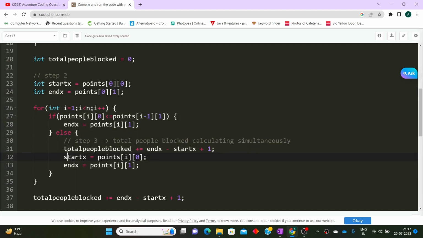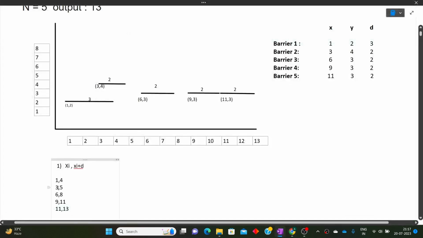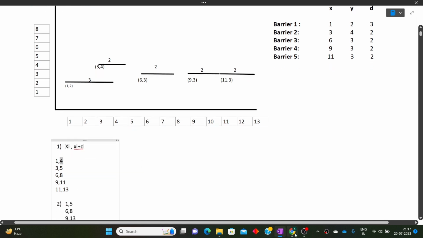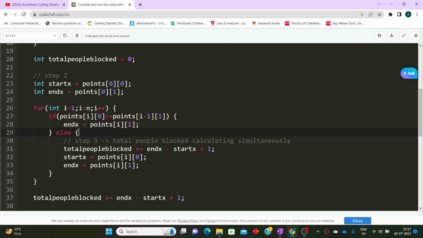Now while iterating, we will check for the overlapping. So how will we check? As I have told you, if the starting point of the current barrier is less than or equivalent to the ending point of the previous barrier, it means that overlapping is there. So if the overlapping is there, we will update our index with the end value of the current barrier.